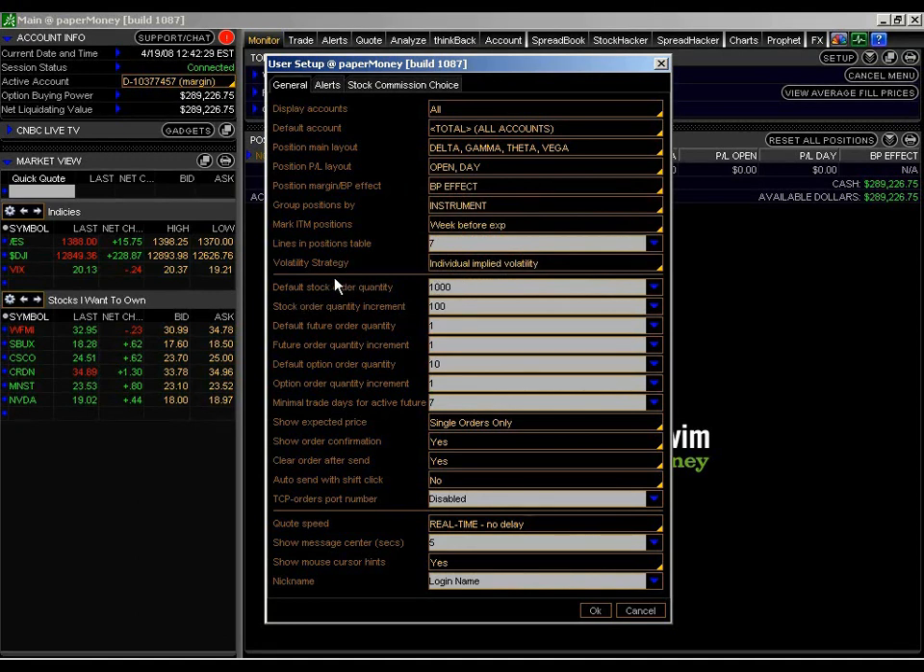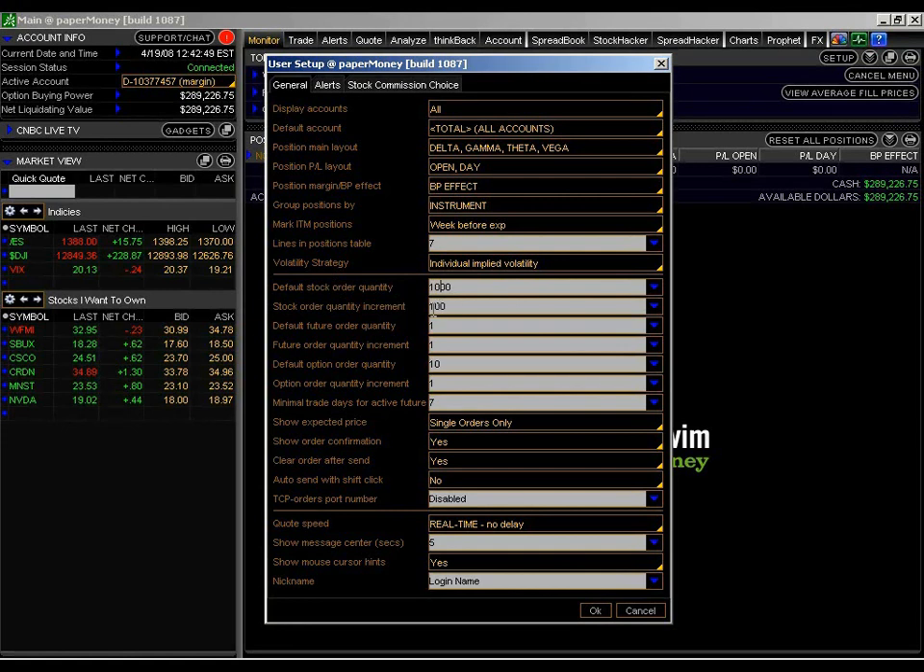The default stock quantity order, you might want to change that to whatever you feel comfortable with, 100 shares or 500 shares. So when you go to place an order in your account, that's the default stock order quantity that's going to be pulled up as soon as you enter an order.